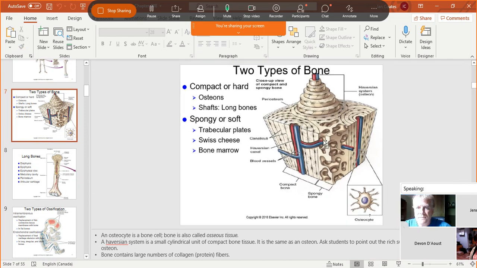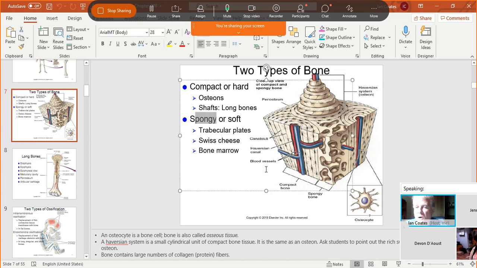So, here are the examples of compact bone and spongy bone. And you have a look here. If this is the outside of your bone, what we have here is the covering of the bone. It's called your periosteum, protective covering. And you'll see here how this all works.